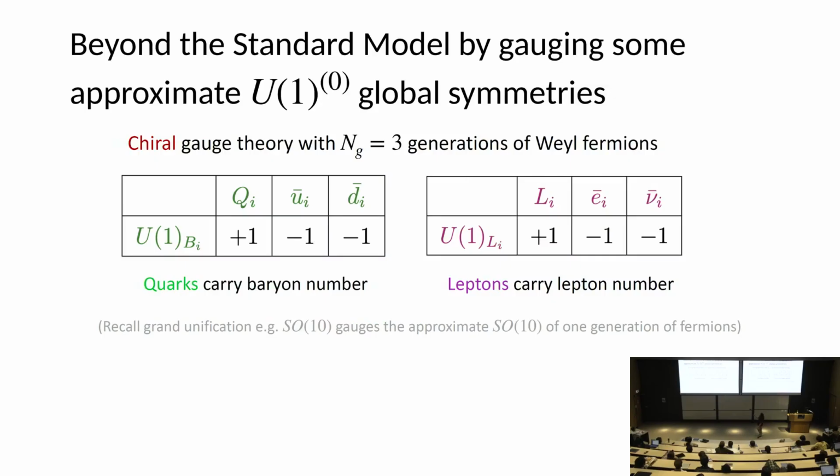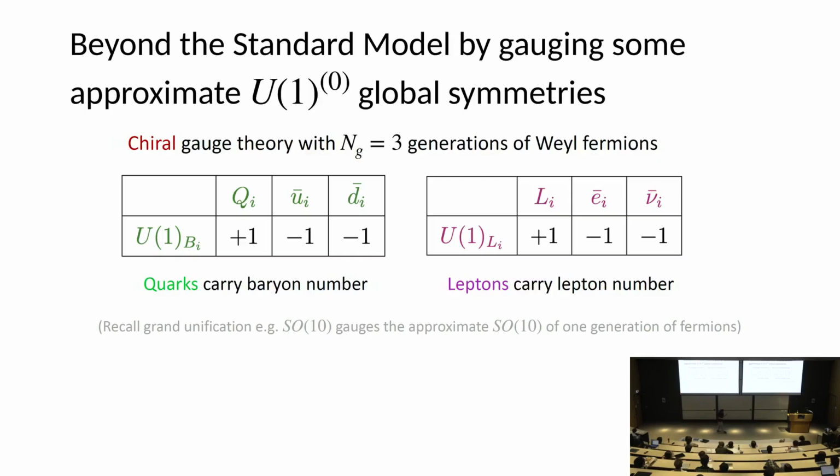We're going to go beyond the standard model by gauging some approximate U1 global symmetries, zero-form global symmetries. I'll remind you again, the standard model is a chiral gauge theory that has 3 generations of these fermions. The quarks in green have this U1 classically conserved quantum number that for historical reasons is called baryon number. The leptons, more sensibly, carry lepton number, left and right-handed.